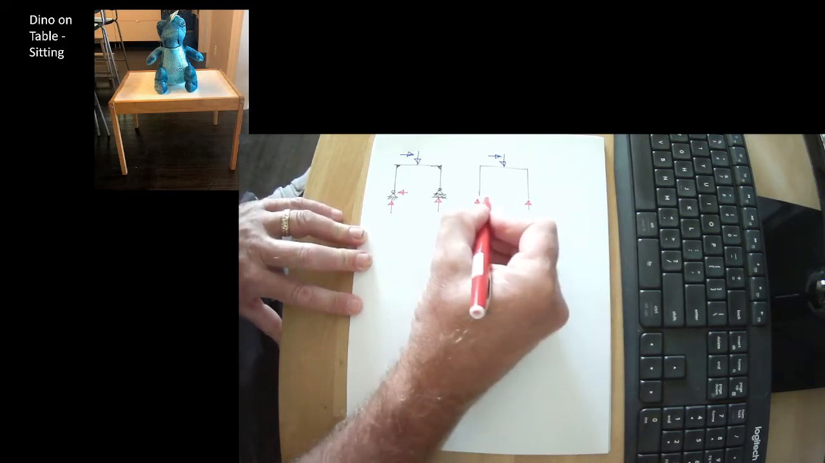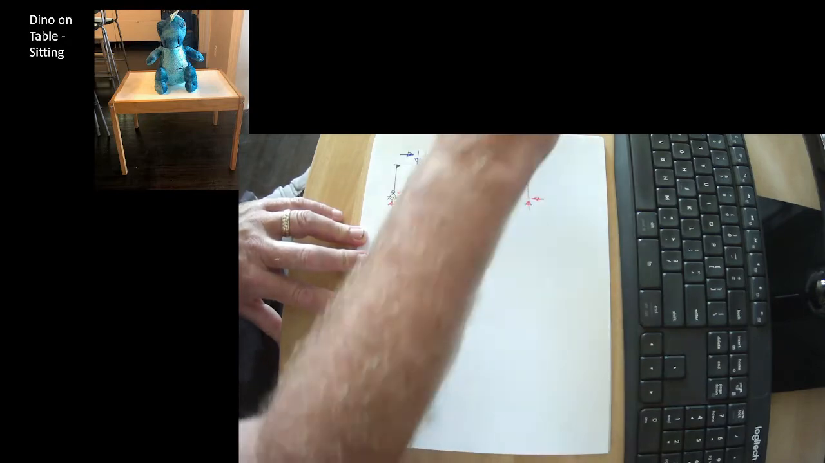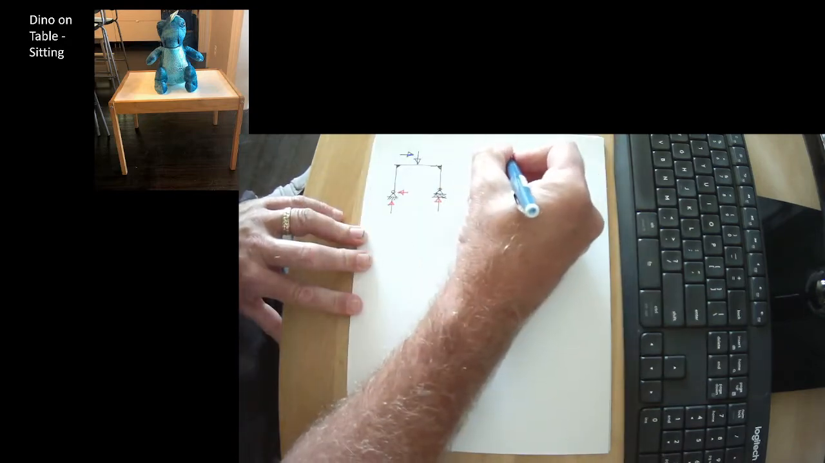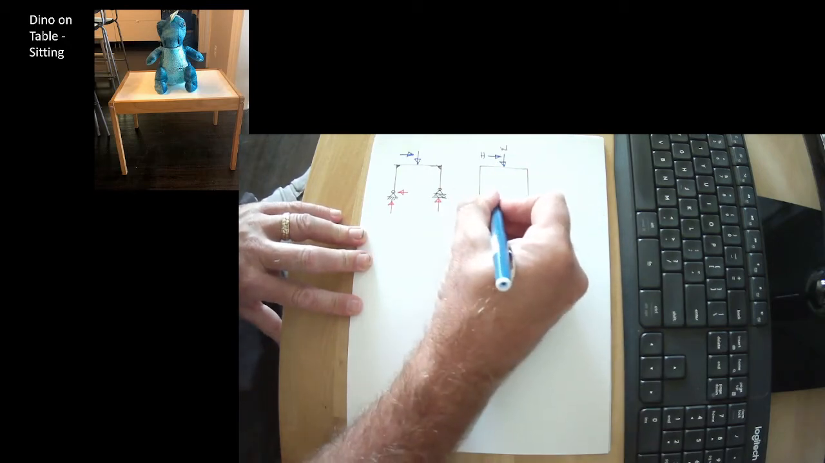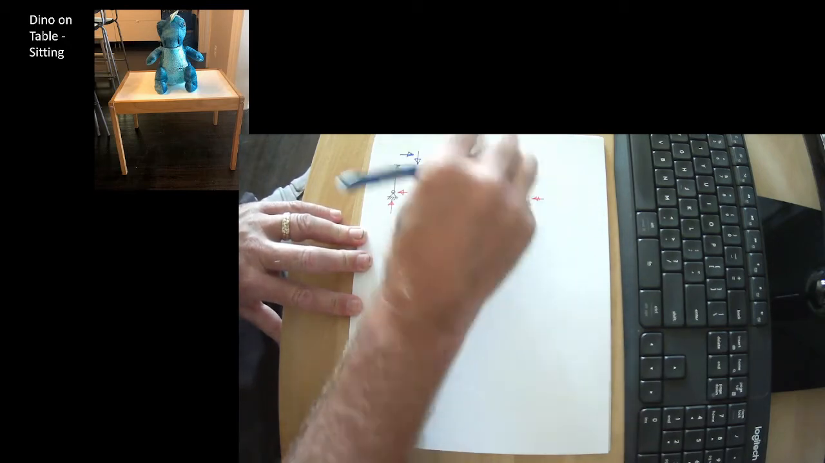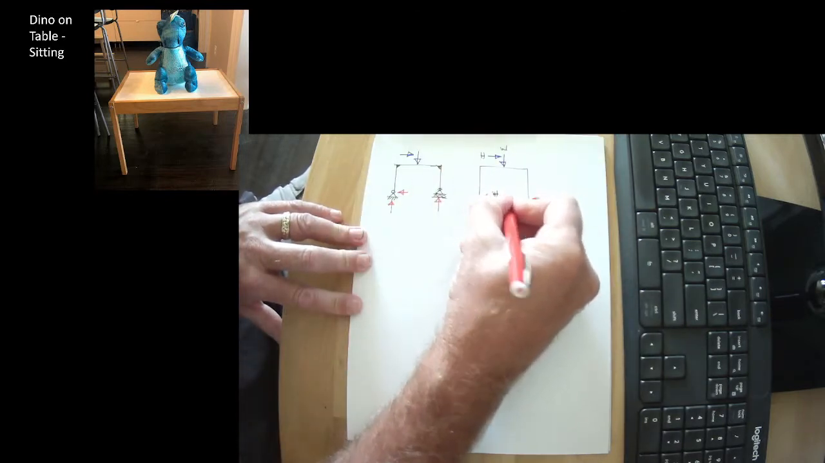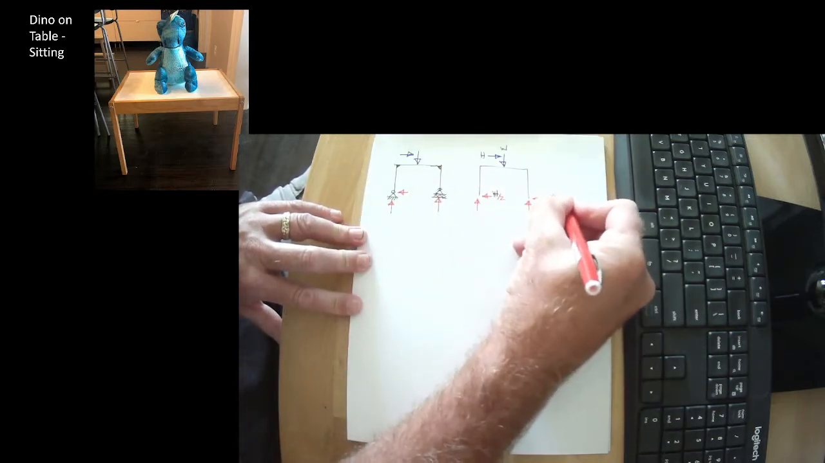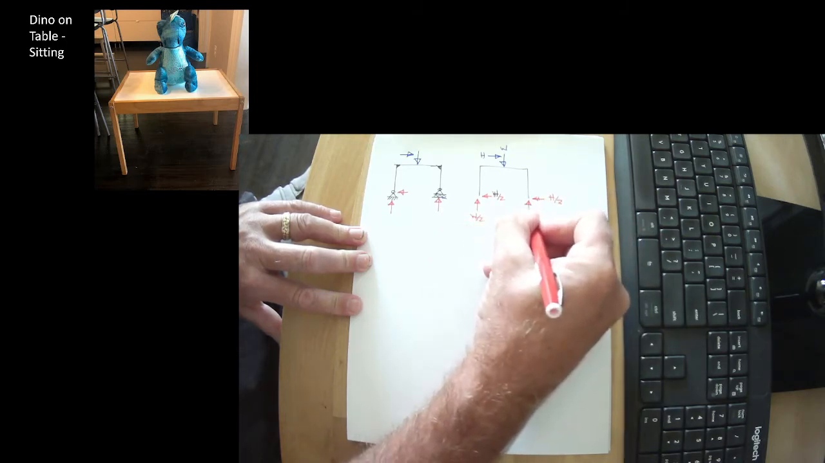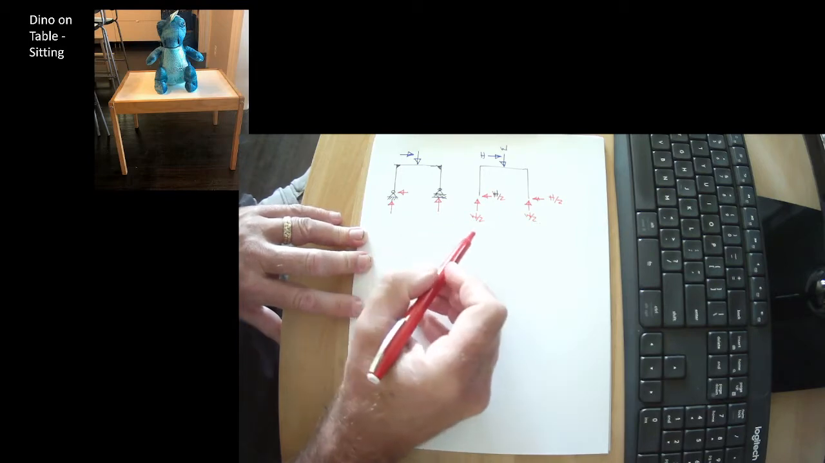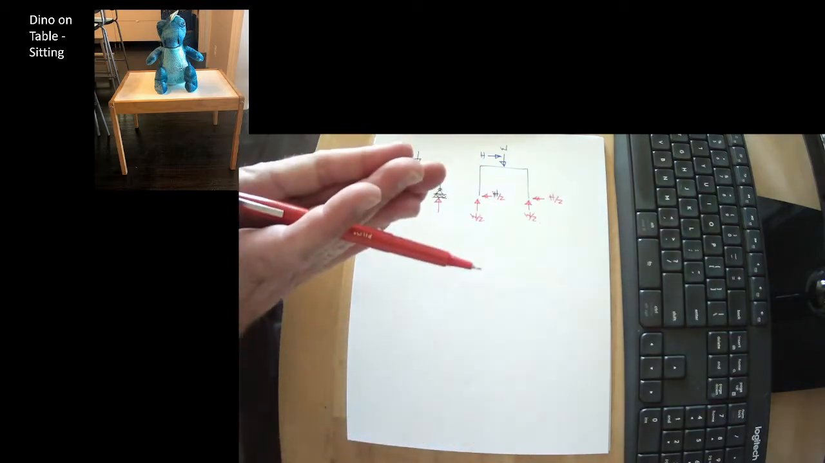We would make the very reasonable assumption, let's call this W and this H. We would make the very reasonable assumption that this force is H over 2, this force is H over 2, this is W over 2, this is W over 2. So we've simplified our problem here. We've squashed it into 2 dimensions.